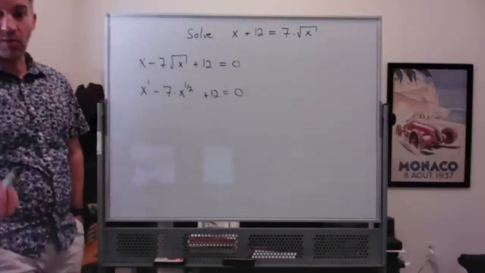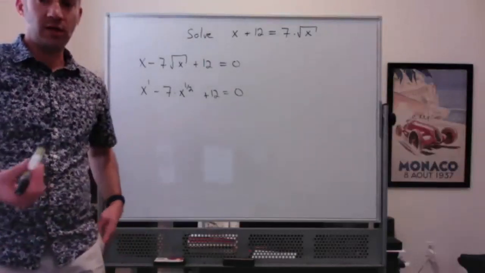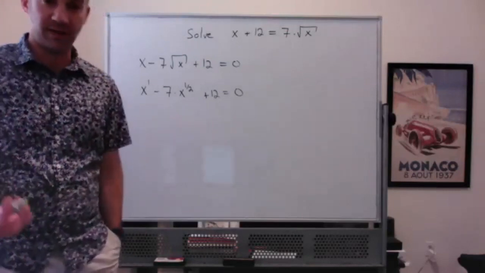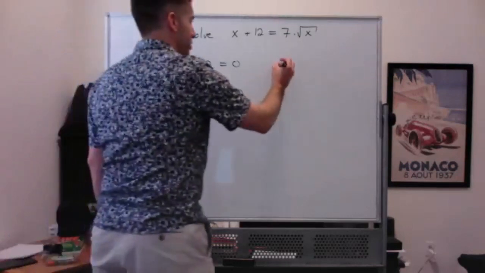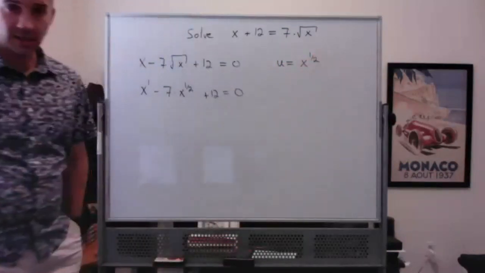And now hopefully it's a little more obvious that, oh yeah, these are in descending power. So I want to pick u equal to the x thing that's closest to 0. I should say the power of x that's closest to 0. So I'm choosing u equal to x to the 1/2.